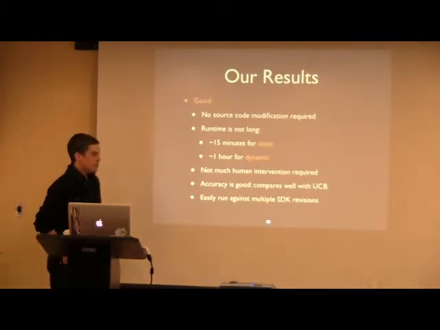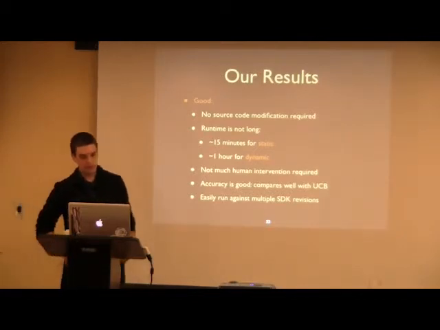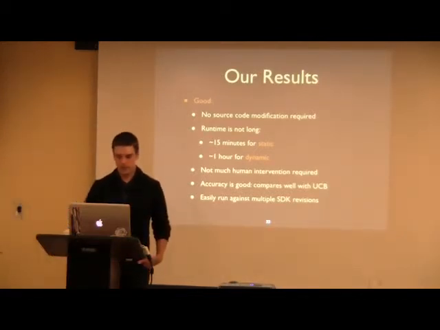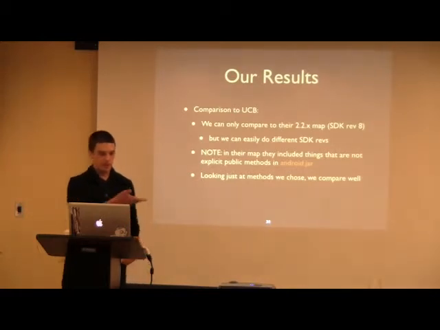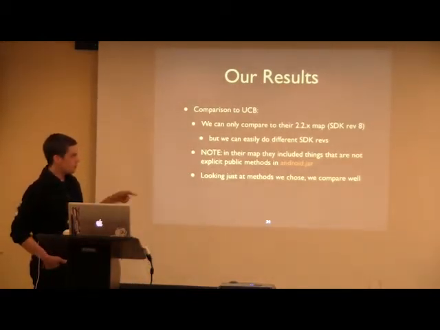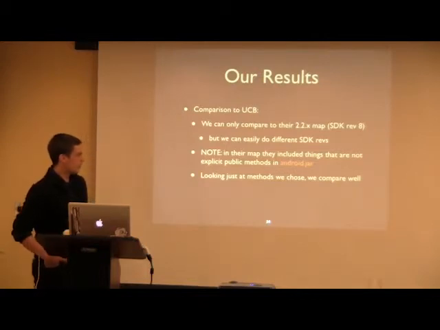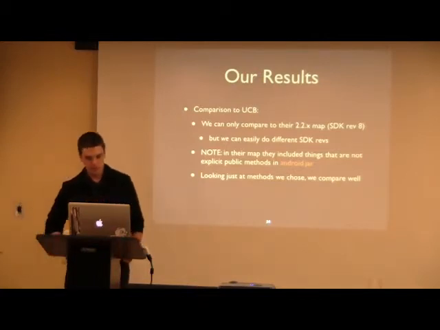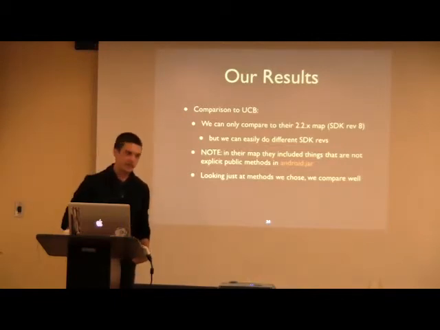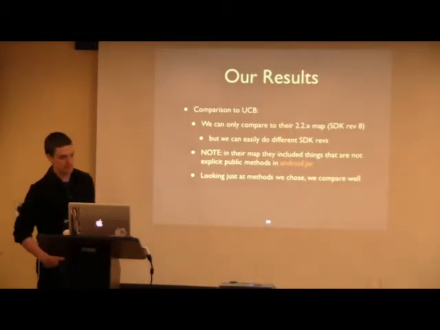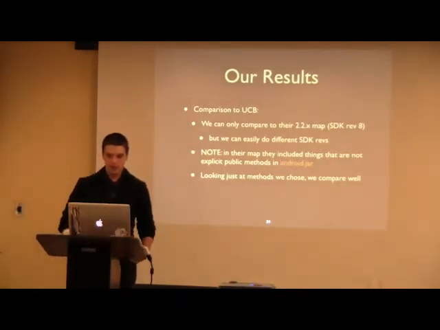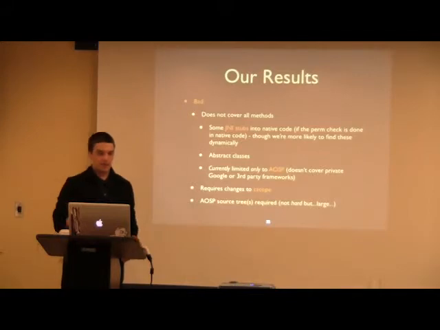It compares about accurately with UCB, especially for 2.2, since they only did 2.2. We don't really have any other maps to compare against, and like I said, we can run it against every version of the SDK. So we can only compare against UCB's map for revision 8, but if they decide to do another one, maybe we can compare against that. The nice thing that they had that we didn't was stuff that wasn't just explicitly in android.jar, so private methods and things. But what we covered and what they covered compare pretty well. Since they were sort of the first ones to really do this, we figure they're a decent bar. The bad: it doesn't cover all methods.